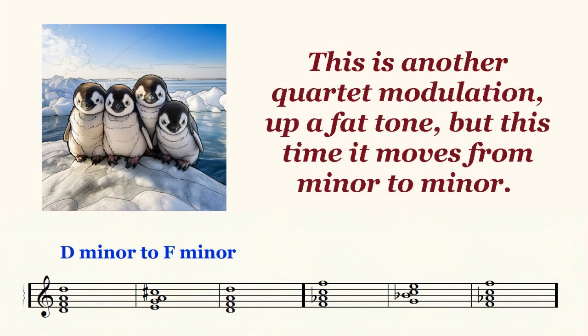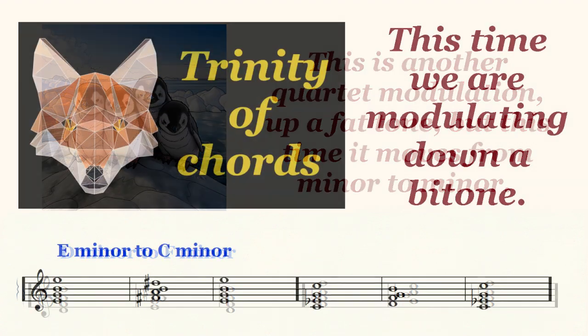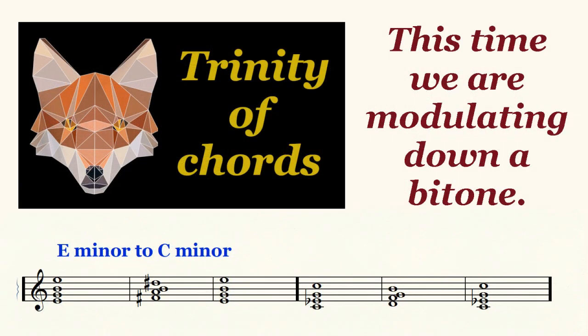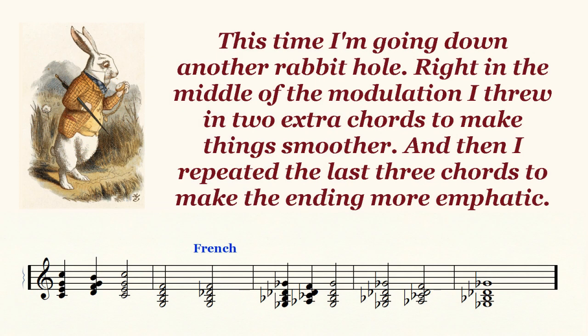What about minor? It turns out that we can always start with minor and move to minor, and it works just the same way. Here is D minor to F minor. Here is E minor to C minor. Now you have two examples of using minor instead of major. Once again, we can go from any key to any other key using minor.